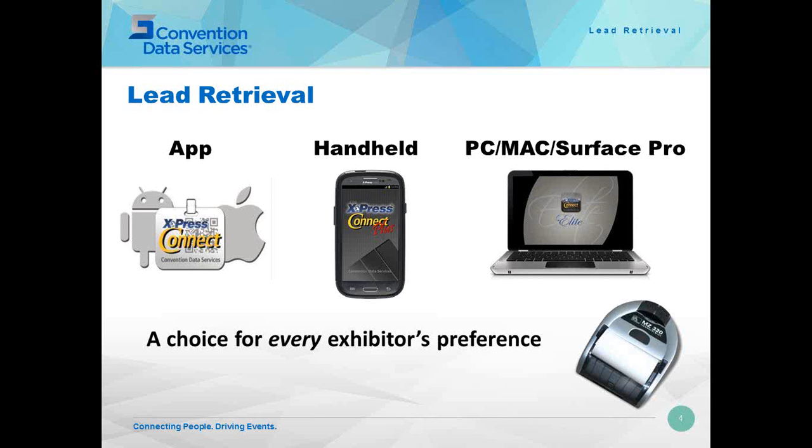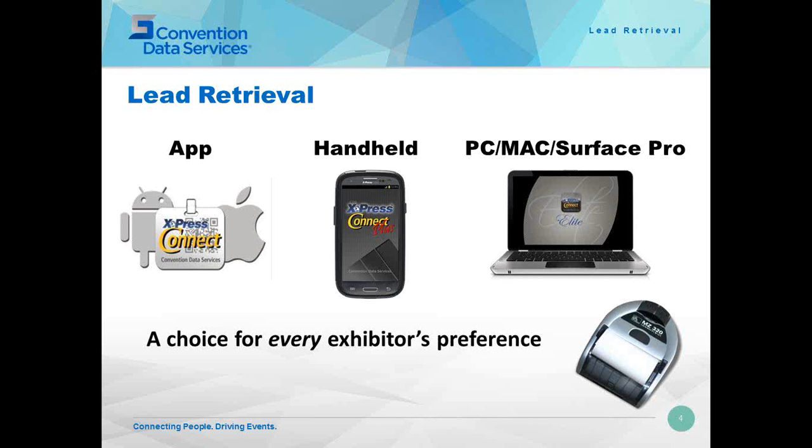And what we would do is we would email you the software to download to your device, and then onsite we would give you a USB scanner to plug into your device, and that would allow you to scan the QR codes on the badges and then collect all the data. So those are the three options essentially.